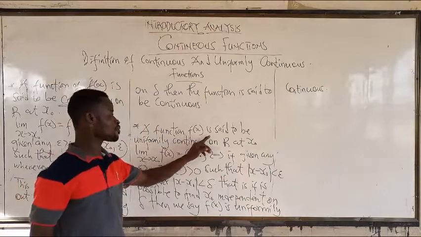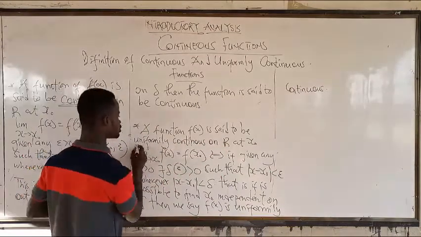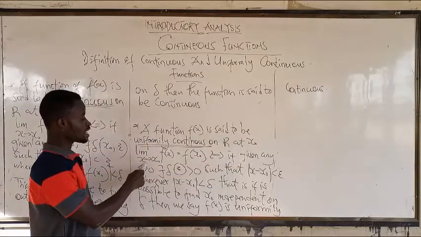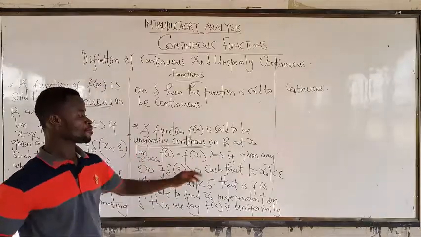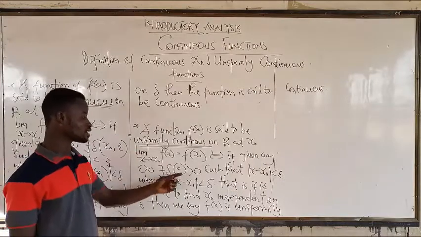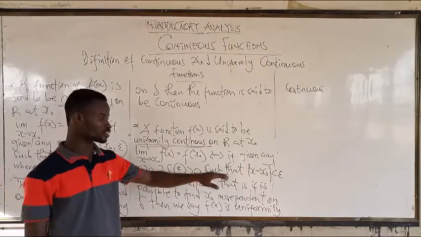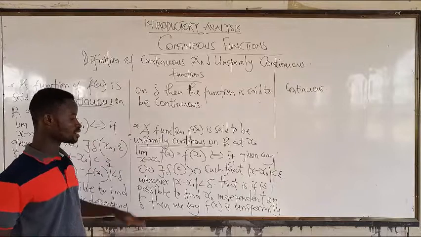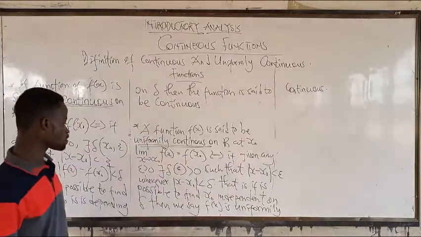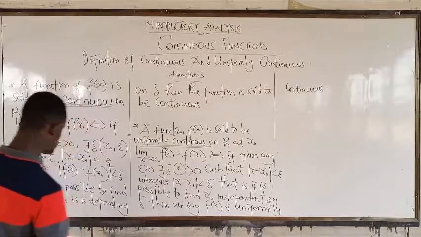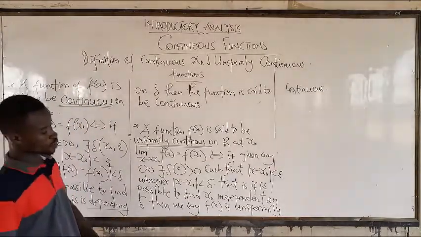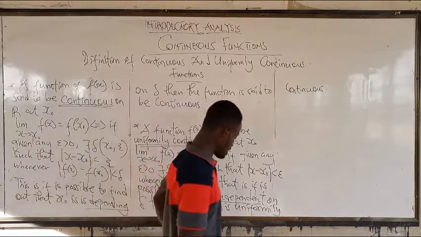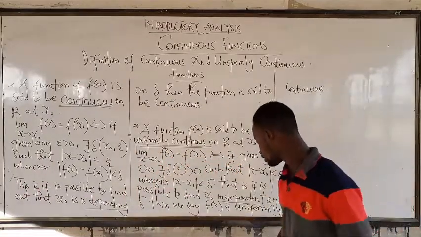Secondly, a function f of x is said to be uniformly continuous on R at s naught when the limit as s approaches s naught of f of x is equal to f(s naught). Given any positive epsilon, there exists delta in terms of epsilon greater than 0, such that |s minus s naught| is less than delta, whenever this holds. That is, if it's possible to find a delta independent of s naught. Don't forget, in the first case it is dependent, but this is independent of s naught. Then we say f of x is uniformly continuous.